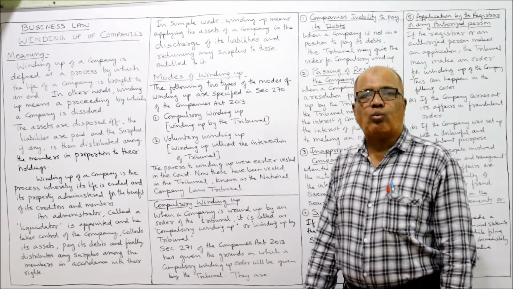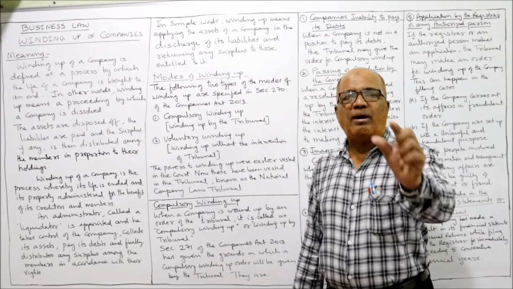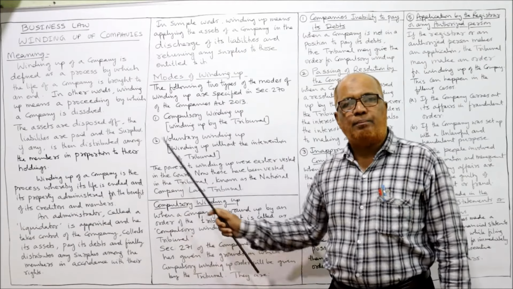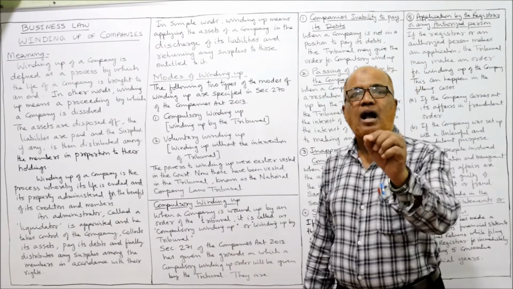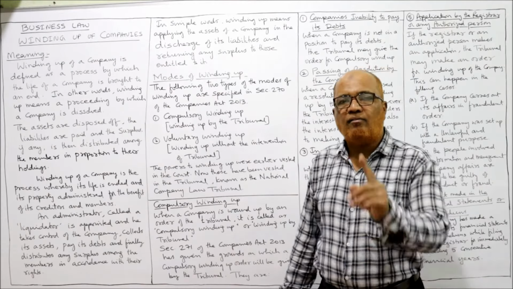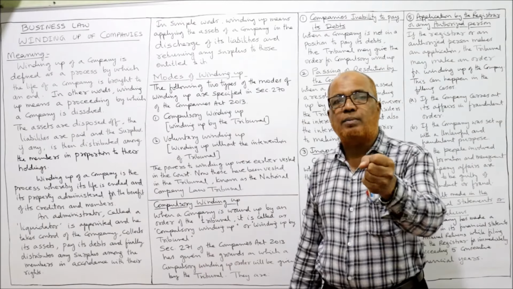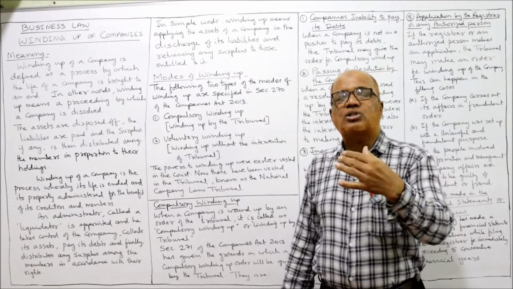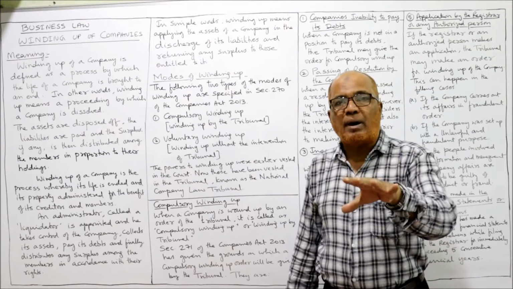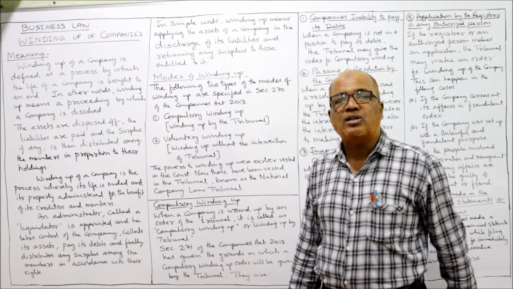Now I'll explain each one, because in examinations they very frequently ask what you mean by winding up and what the modes of winding up are. I've explained the meaning of winding up. Now the modes. The first mode is compulsory winding up by the tribunal. One point to remember: earlier, the winding up order was given by the court. Now, according to the Companies Act 2013, the law has changed. The power of giving the compulsory order is no longer in the hands of the court, it is in the hands of the tribunal.